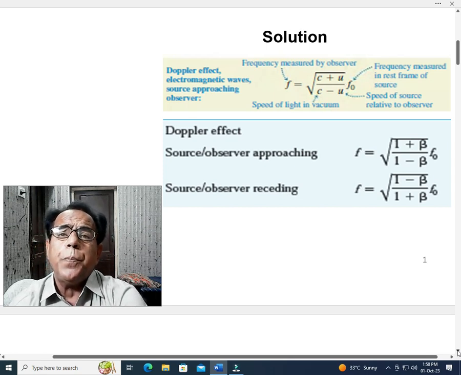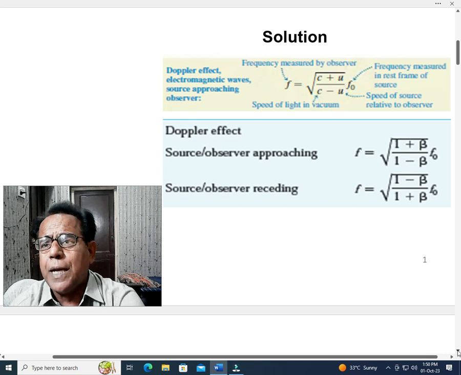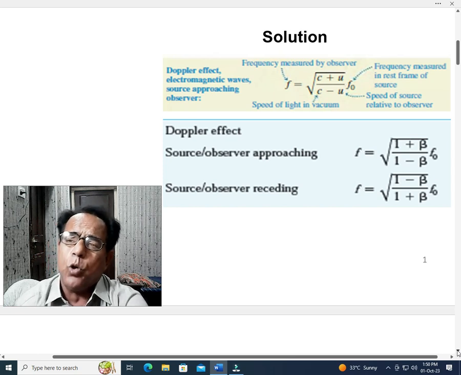Now two versions of the Doppler effect are given. One version is the approaching mode and the second is the receding mode. Source or observer approaching: f will be equal to the square root of (1 plus beta) over (1 minus beta), into f naught. And in case of source or observer receding, f will be equal to the square root of (1 minus beta) over (1 plus beta), into f naught.